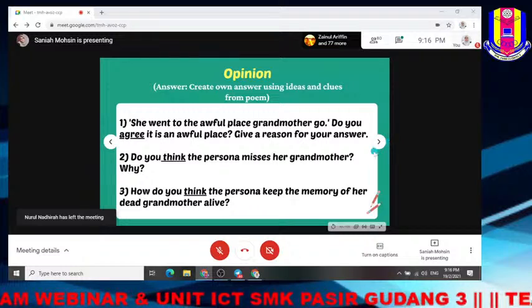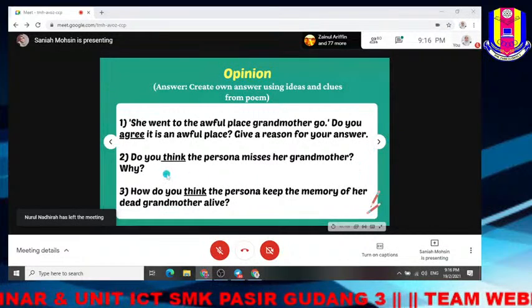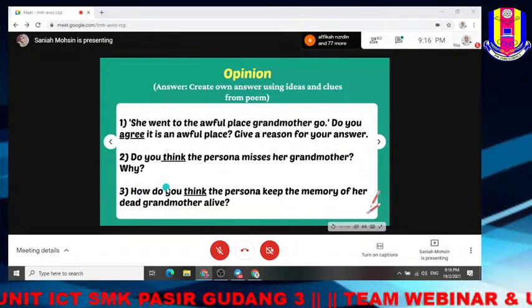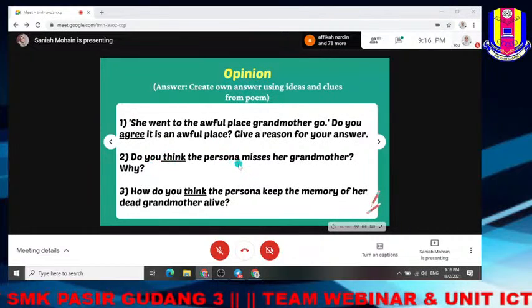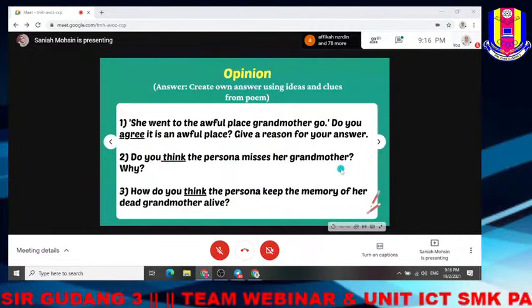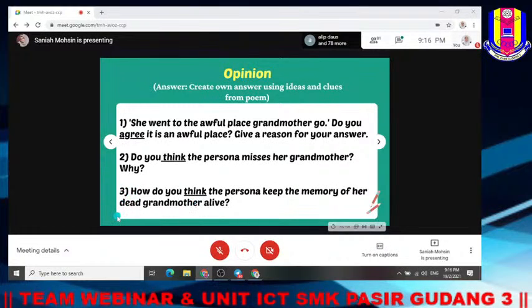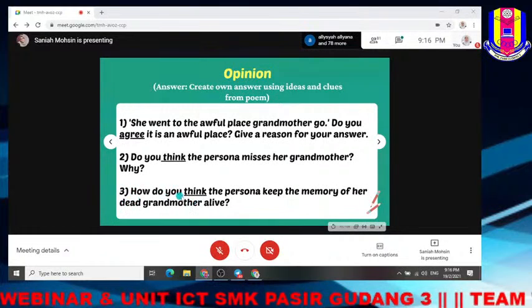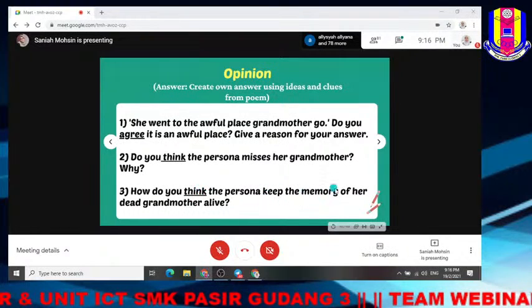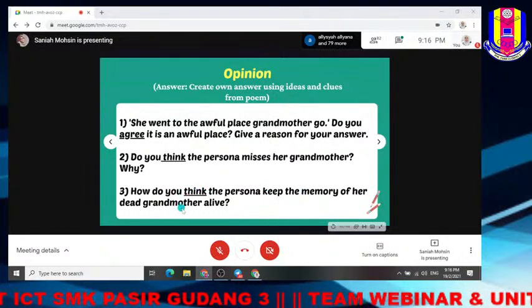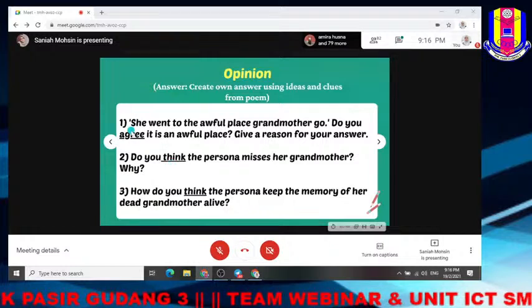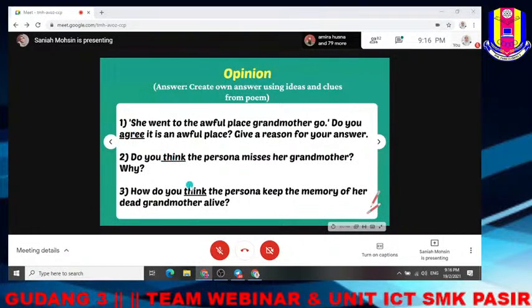So, kamu bagi pendapat. Okay, and then for example, they ask you the opinion. Do you think the persona misses her grandmother? Why? Okay, the next question yang dia boleh tanya tentang pendapat juga. How do you think the persona keep the memory of her dead grandmothers alive? Okay, semua nampak keyword soalan 1, 2, 3.